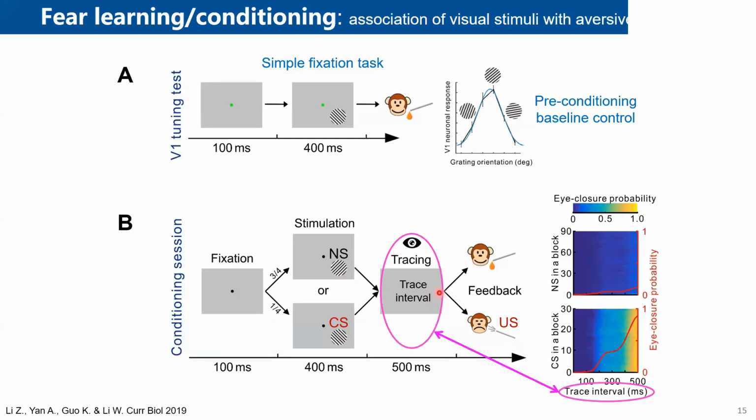During the delay period after the stimulus grating display, and before the delivery of the air puff, the unconditioned stimulus, we tracked the animal's eye blink reflex. We can see the eye blinking frequency was much higher in the CS condition than in the NS condition, suggesting the establishment of the conditioning effect. We compared the V1 responses in the conditioning session with those in the preconditioning control experiment.